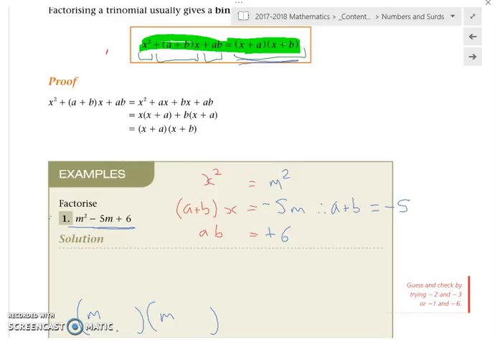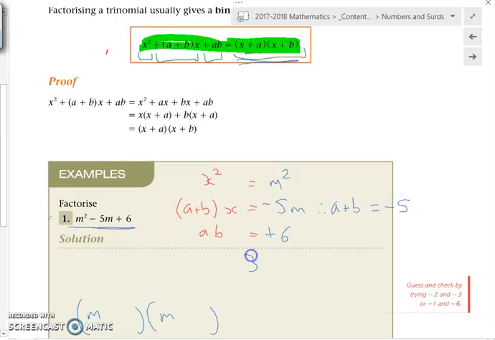So, yeah, first thing we do is start thinking of the factors of 6. That's the easiest way to go, because there's lots of numbers that can add together to give you minus 5. I mean, 1 million and minus 1,000,005 add together to give you minus 5, but they don't multiply together to give you 6. So you're absolutely right. Start with the factors of 6.